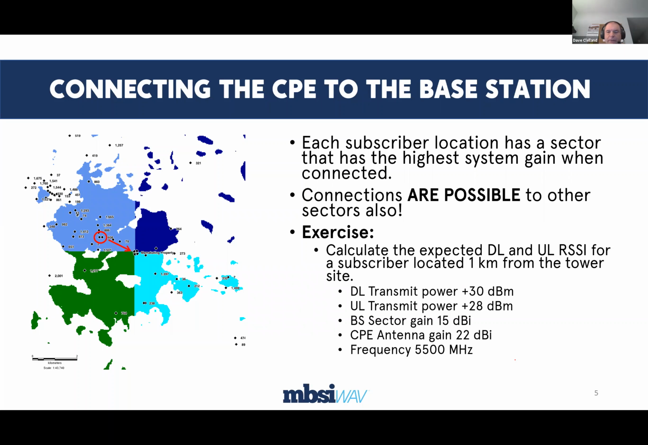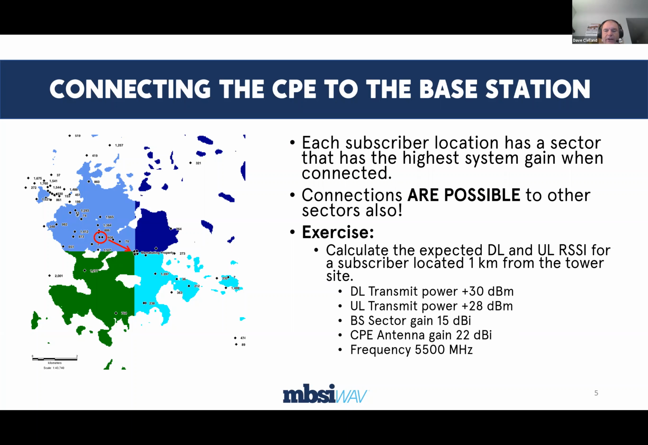All right. Each subscriber location has a sector that has the highest system gain when connected. Remember, the system gain is the gain difference between the transmit power of the sector itself and the receive sensitivity of the CPE in the downlink, and of course the opposite in the uplink.